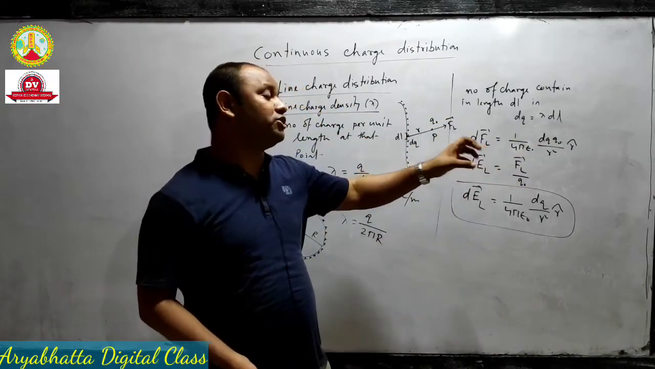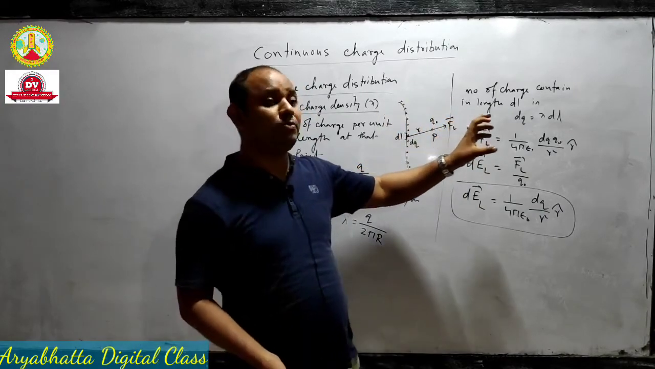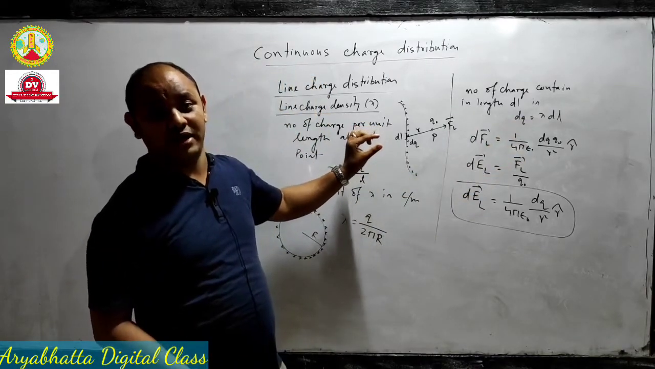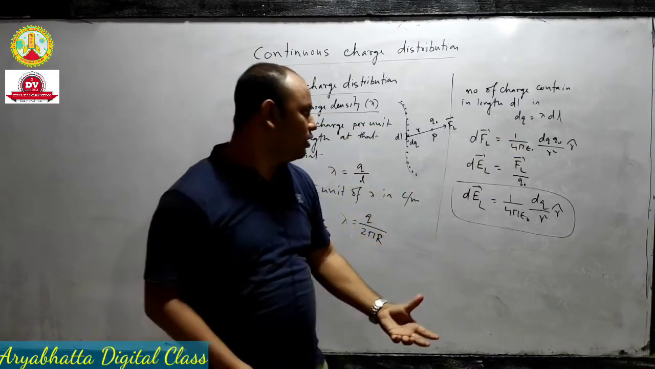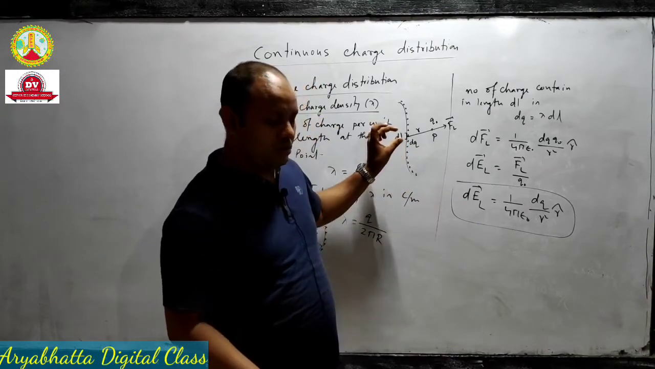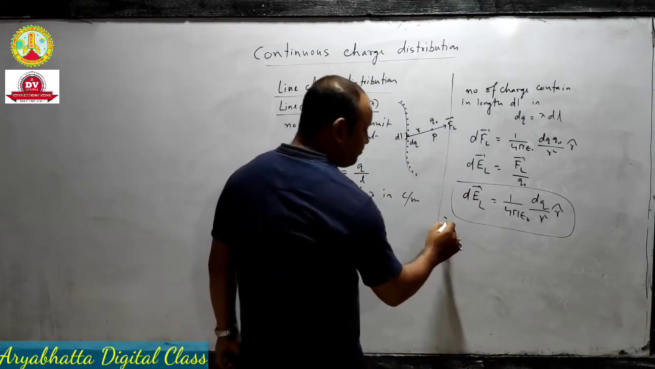Okay, dFL, that means the force will be very small. The force upon test charge will be very small because we have considered a small amount of charge. We have considered a small length. In small length, the small charge will be there. Okay, and the electric field due to the small element of charge will be this one. Okay, the total electric field.